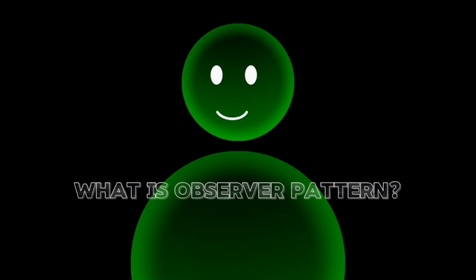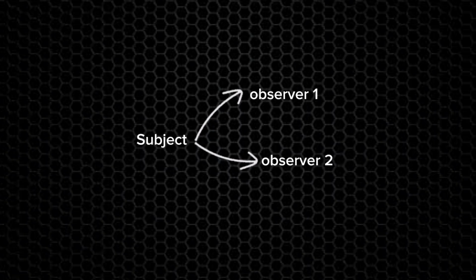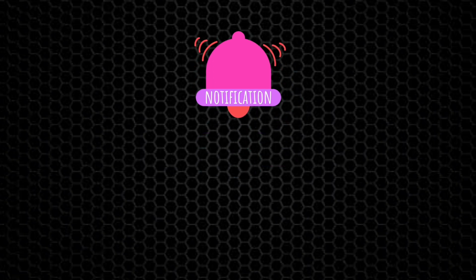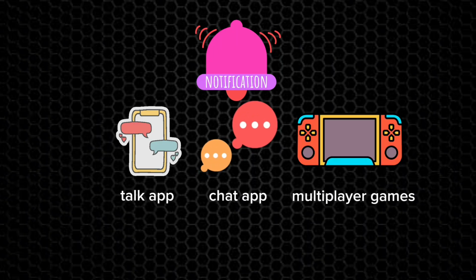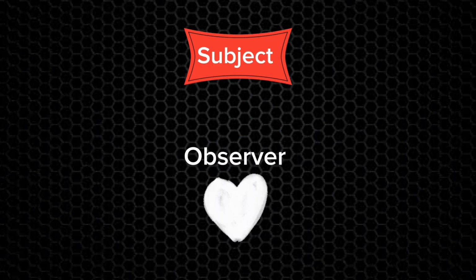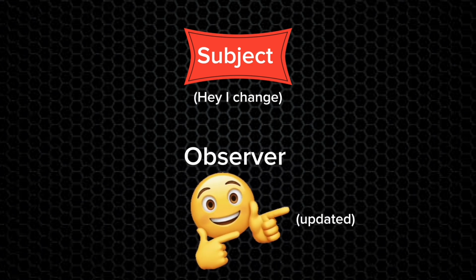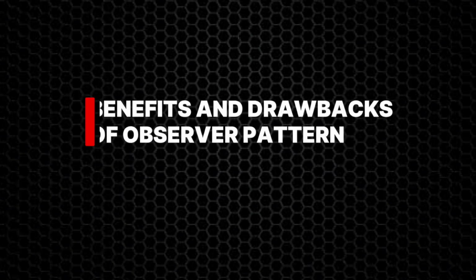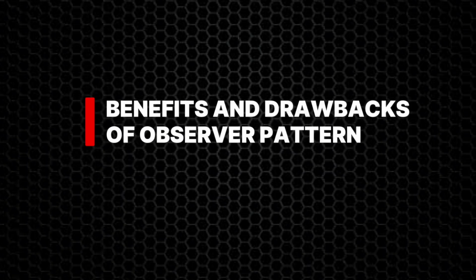So what is the observer pattern? In simple terms, one object called the subject keeps track of the others, the observers, and automatically notifies them whenever something changes. It's everywhere: stock apps, chat apps, multiplayer games, even weather apps. Instead of having everything talk to each other, the subject says, "Hey, I changed," and all of the observers get updated automatically. Now let's explore the benefits and drawbacks of the observer pattern.